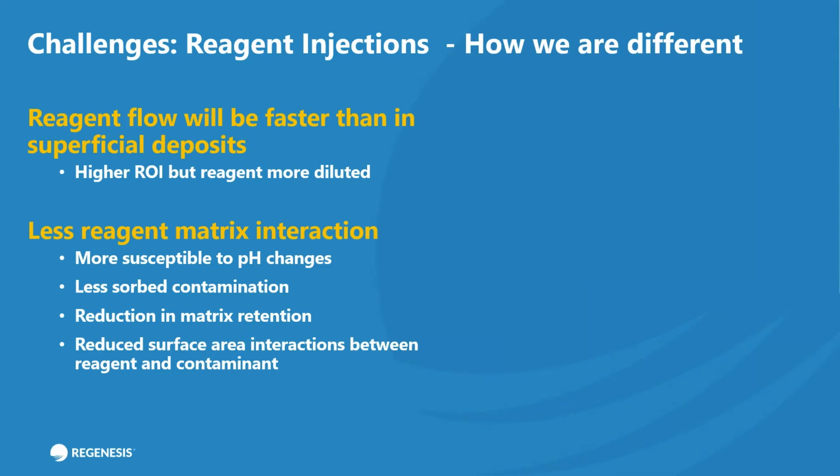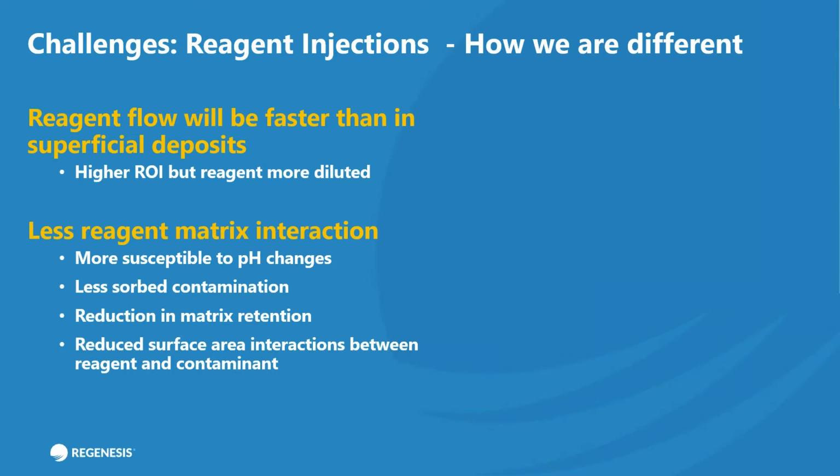There's also going to be less matrix interaction, and this kind of goes both ways. So there's less matrix interaction, so it could be more susceptible to changes in pH. This will need to be managed. You're going to have less sorbed contamination. This is particularly true for crystalline bedrock, where you don't have issues of diffusion into primary porosity. You're going to have reduction in matrix retention of both the reagent and also the contaminant.